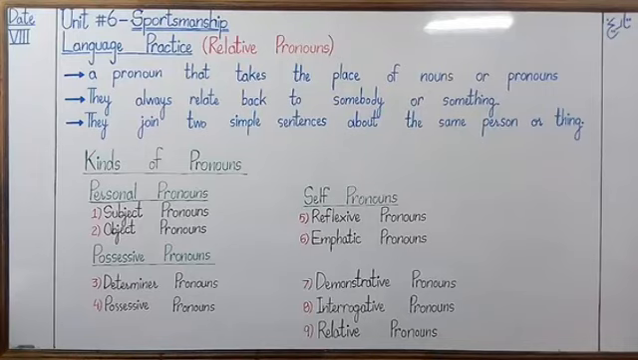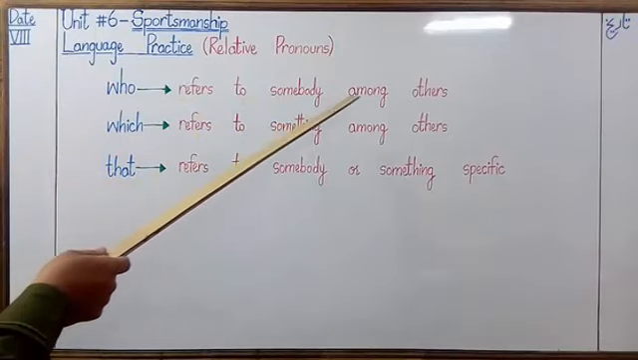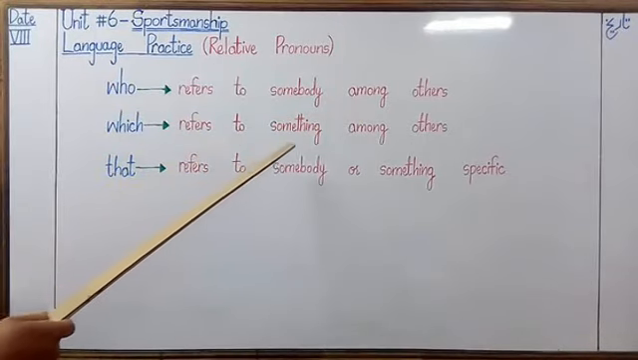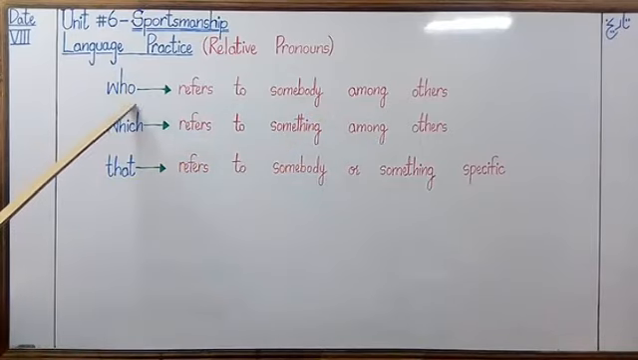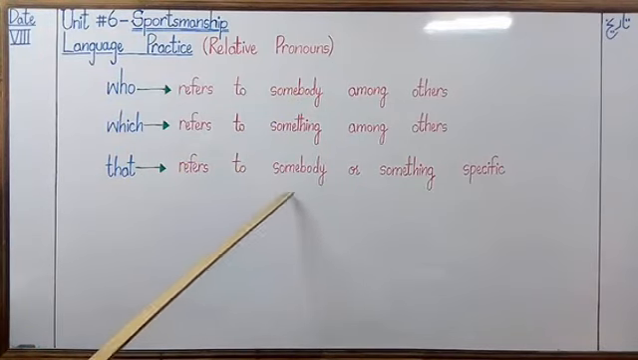We will further study these things with the help of examples and some more definitions. Here in relative pronouns, we will be discussing these 3 relative pronouns: who, which and that. Who refers to somebody among others, while which refers to something among others. Which means who for somebody, which for something. And that refers to somebody or something specific.